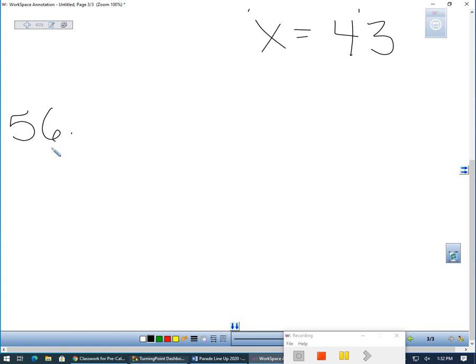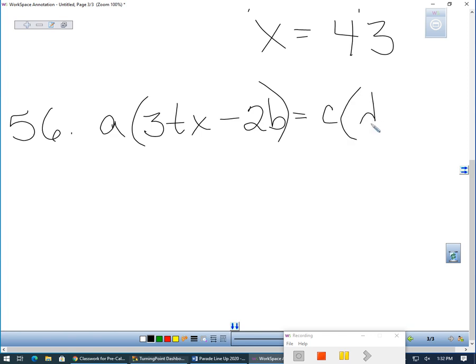I don't know. All right, 56, we have a times 3tx minus 2b equals c times dx minus 2. All right, and we want to get x by itself. So we are trying to move this x right here and that x all to the side, get them by themselves. First thing we have to do is get rid of those parentheses. We do that by doing what?